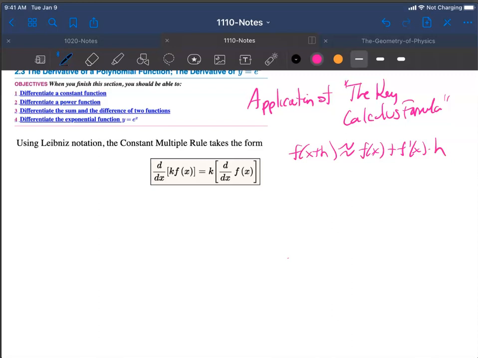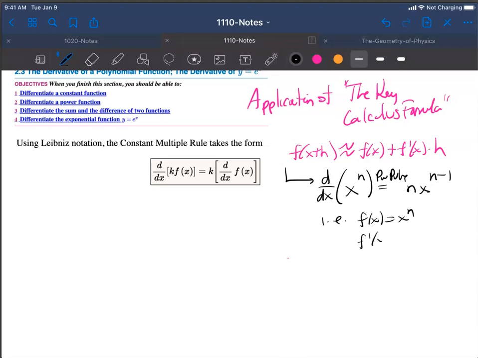We have used that key calculus formula to get a good idea about how to take the derivative, for example, of a function x to the n, where n is a positive integer. This is what we're calling the power rule. We know from a previous video that if the function is x to the n, then the derivative function is n x to the n minus 1 power. That was an application of the calculus formula.